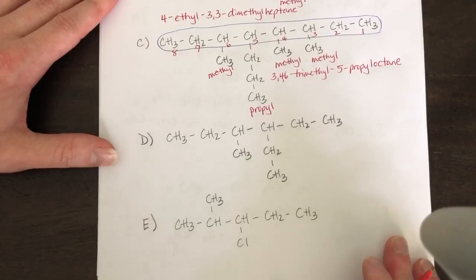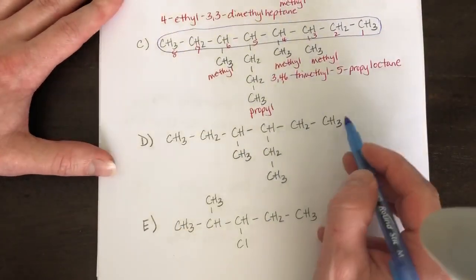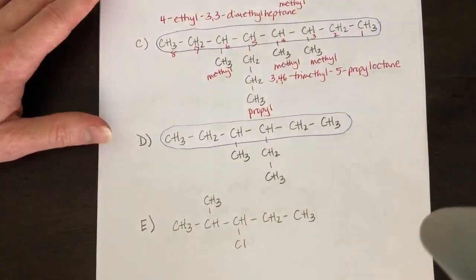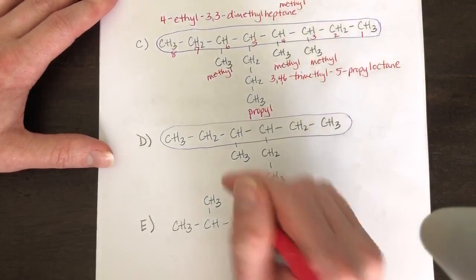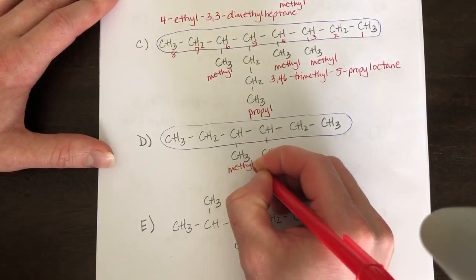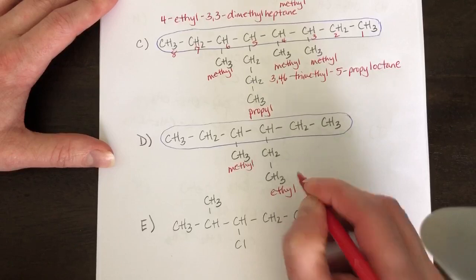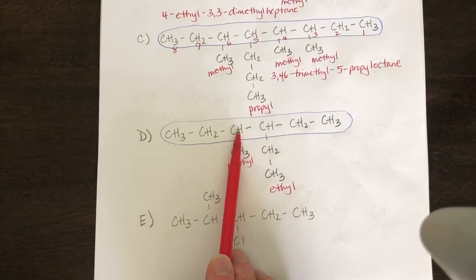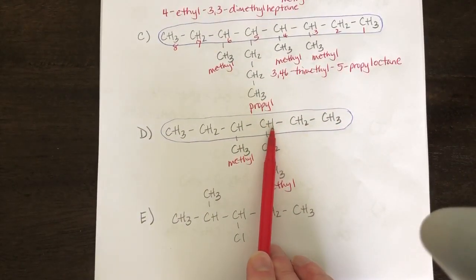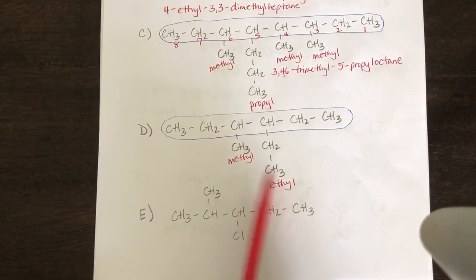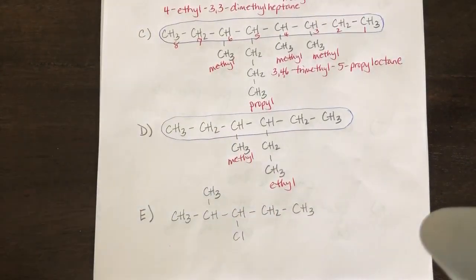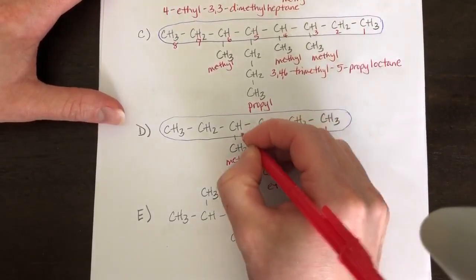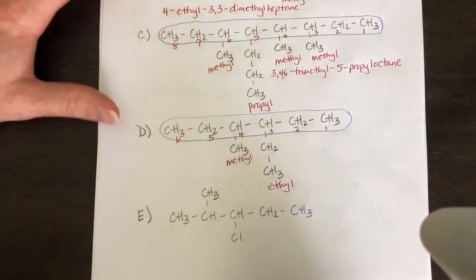Okay, next question. We're going to identify the longest chain. Okay, so we've got a methyl coming off right here and an ethyl coming off right here. So I'm going to label going 1, 2, 3, and 1, 2, 3. So they're going to be the same thing. Now, the ethyl comes before the methyl in alphabetical order. So if we're getting super technical with this, we're going to number going this way, 1, 2, 3, 4, 5, and 6.